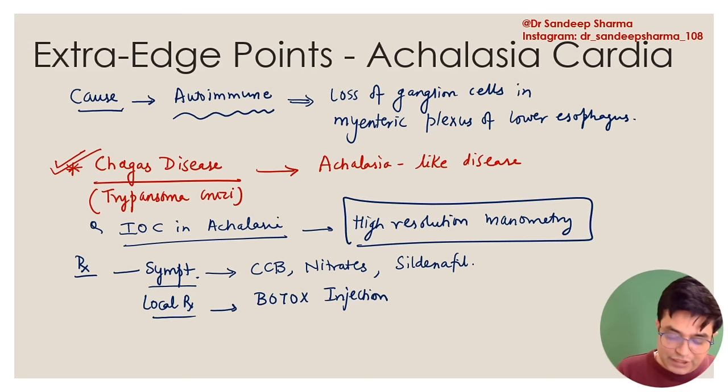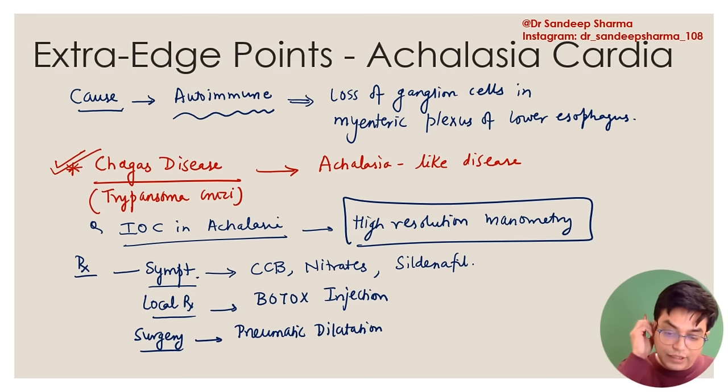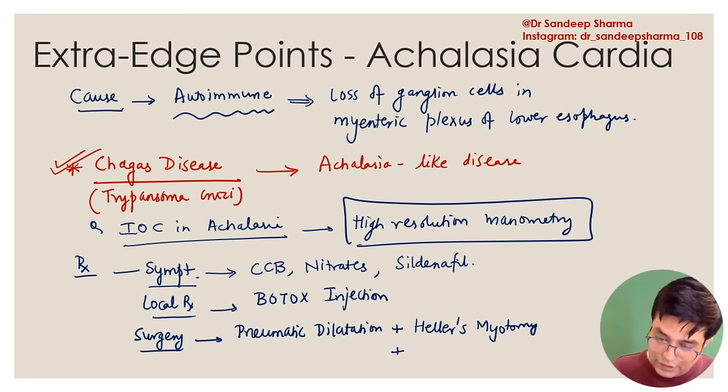And what is the surgical management of choice? The surgical management of choice will always be pneumatic dilatation. Pneumatic dilatation alone can cause reflux in the patient. So pneumatic dilatation is always associated with a procedure called Heller's myotomy, along with partial fundoplication. Basically, I'll tell you, we do all these three things.